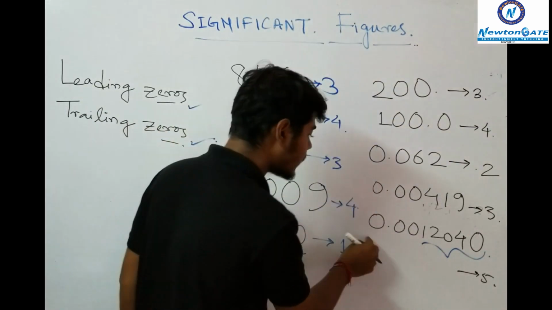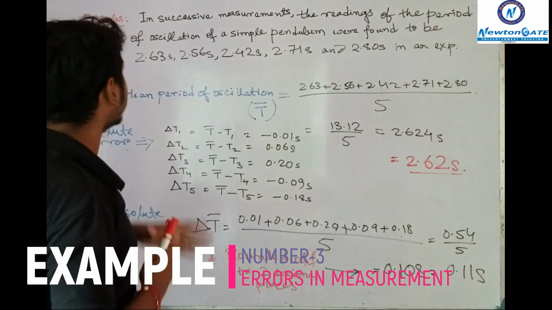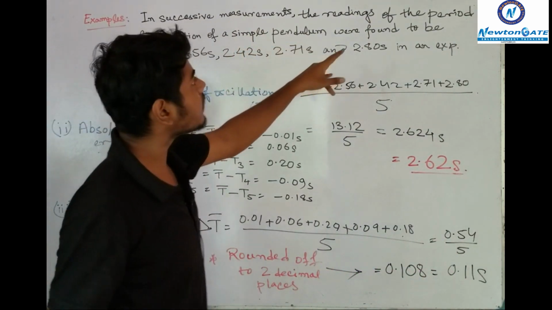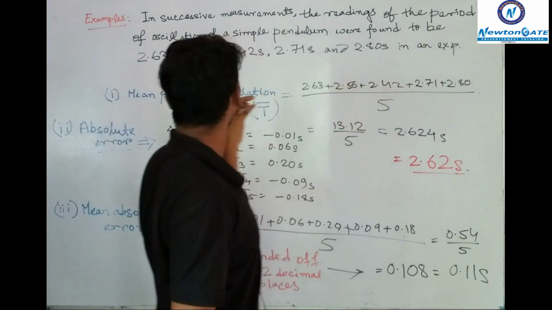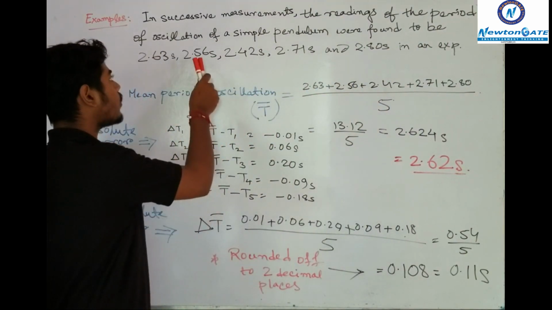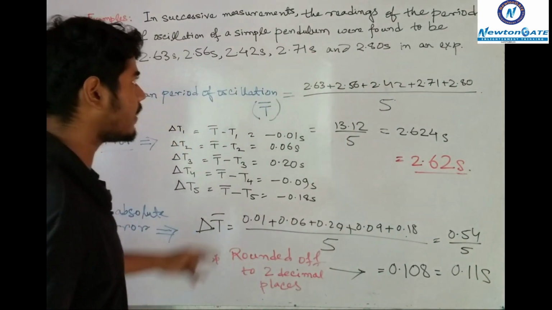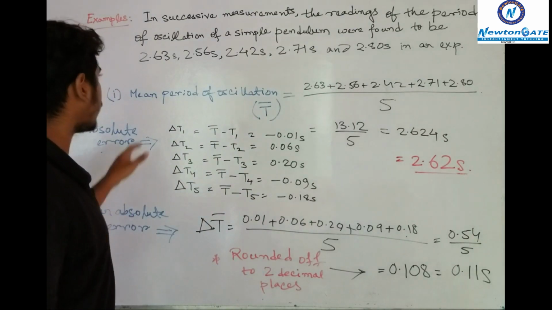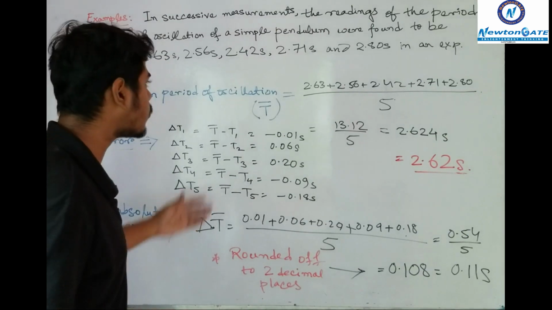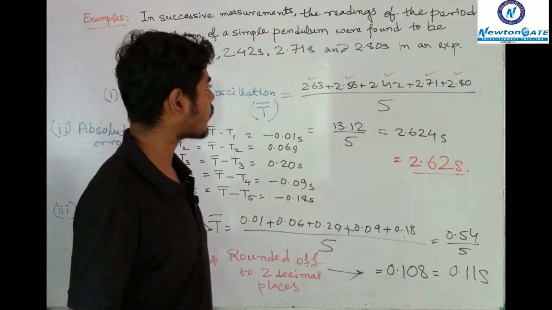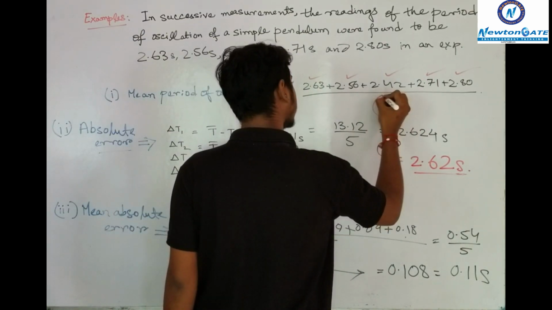The example goes like this: in successive measurements, the readings of the period of oscillation of a simple pendulum were found to be 2.63, 2.56, 2.42, 2.71 and 2.80 seconds respectively in an experiment. What will be the mean period of oscillation? What will be its mean value? Arithmetic mean, that is the true value: the sum of those 5 readings divided by 5, the total number.